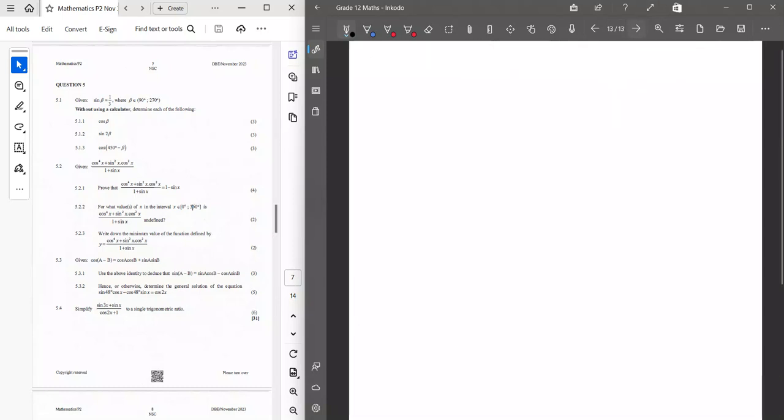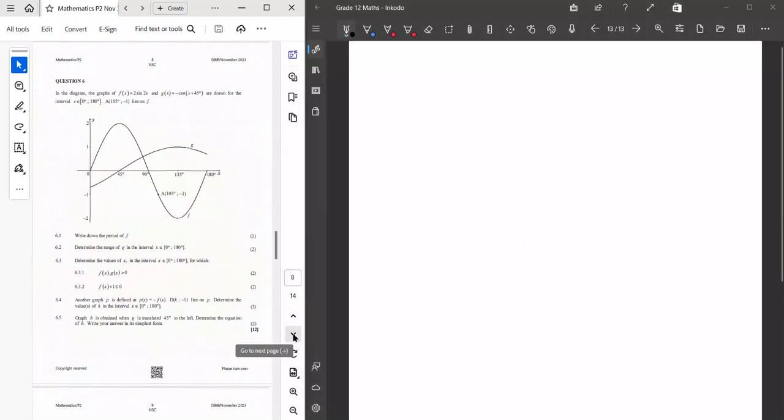Now we are going to question 6. I like question 6. Trig functions are my favorite. Okay, so in the diagram, the graph of f of x is 2 sine 2x. This means its period is 180 degrees. Meaning, in the domain 0 to 180, you must have one complete cycle. And I do see it.